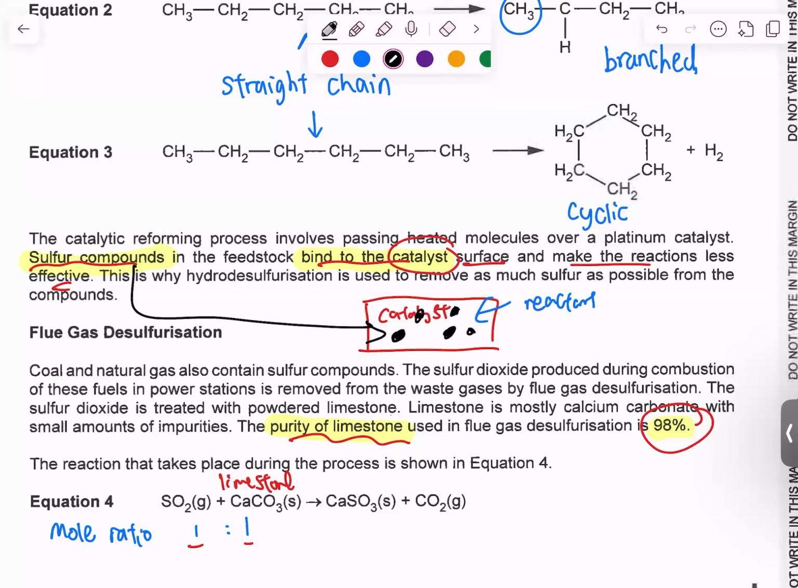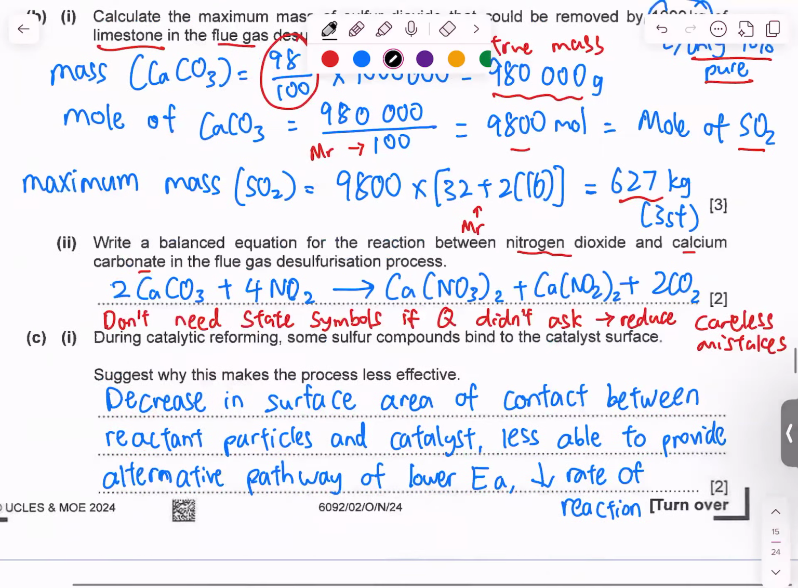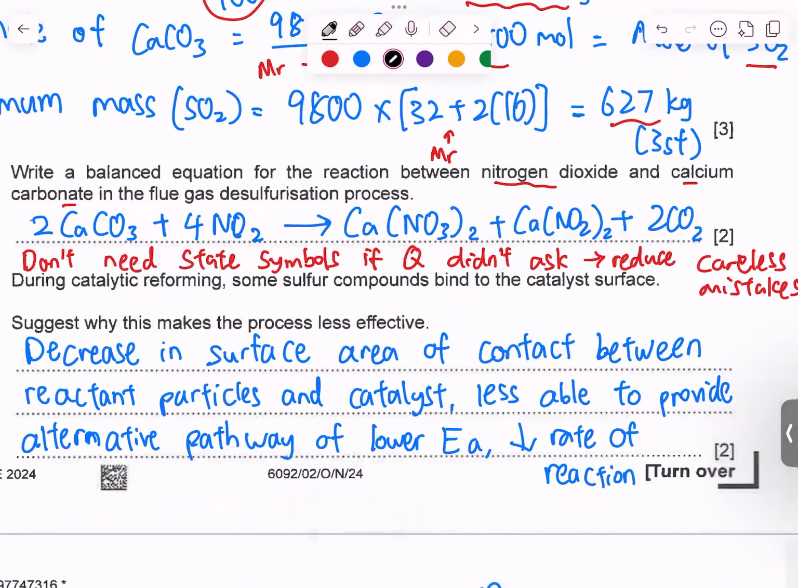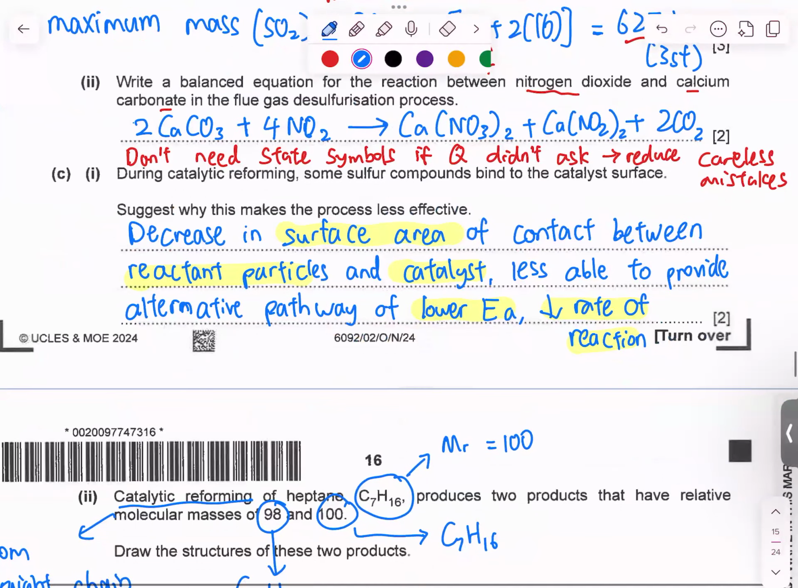That means will I have more surface area for the reactants or less surface area? I will have less surface area for the reactants to collide with the catalyst. Then what's going to happen to the frequency of effective collisions? It's going to decrease, right? So there'll be a decrease in surface area of contact between the reactant particles and the catalyst, and therefore the catalyst is less able to reduce the activation energy. Overall, the rate of reaction will be reduced. So catalyst, you can always link to rate of reaction. Okay, clear?